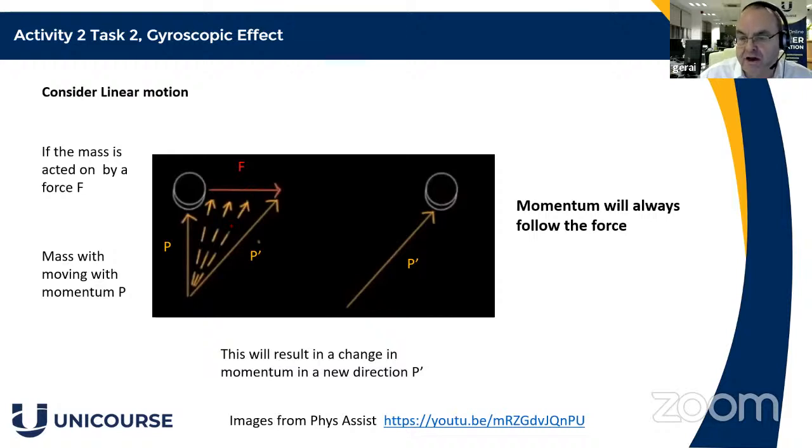What will happen, and you can envisage this, is that the momentum will move in the direction of the force. So you'll get what we call a new momentum, which will be in a different direction, and I've called that p with a dash. The point to note on this slide is that the momentum will always follow the force. So you can see the force goes off in that direction, and the momentum follows that force. That's very important to remember when we're looking at rotational motion.